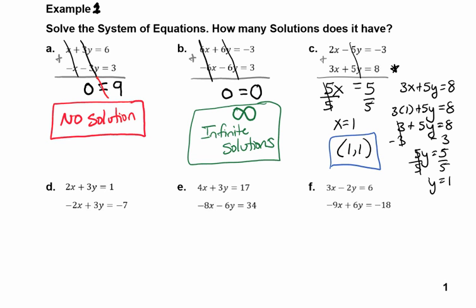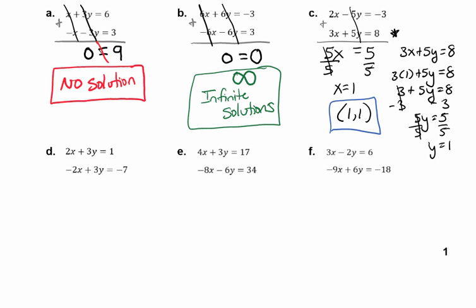Let's take a look at a few more examples here. Let's go ahead and move it up so we have a little bit more room. So here we have 2x plus 3y equals 1 and negative 2x plus 3y equals negative 7. I'd like for you to give this one a try, so go ahead and push pause. When you're done, push play, and let's see if you were right.